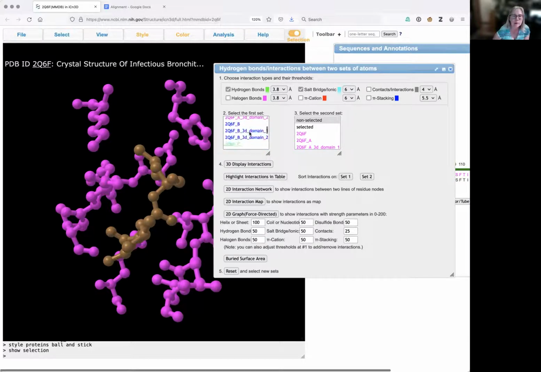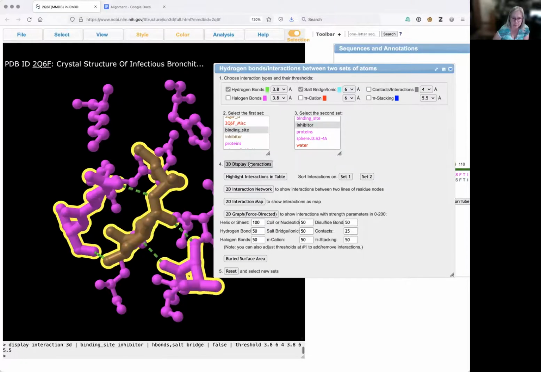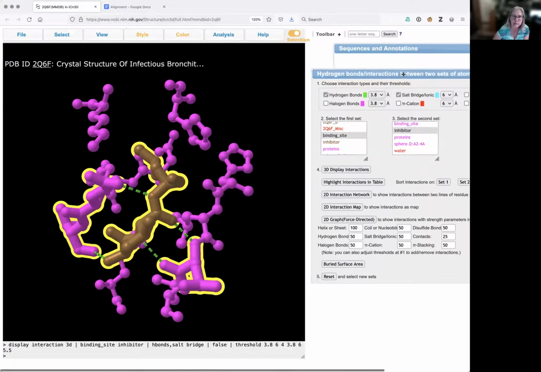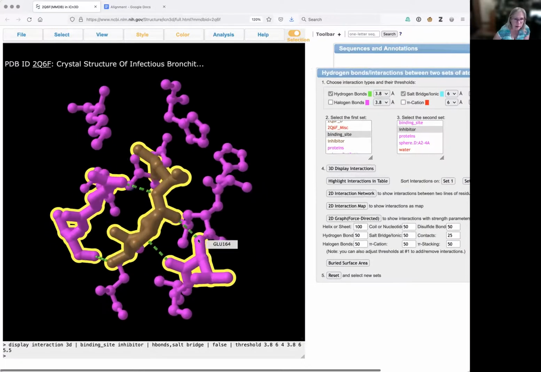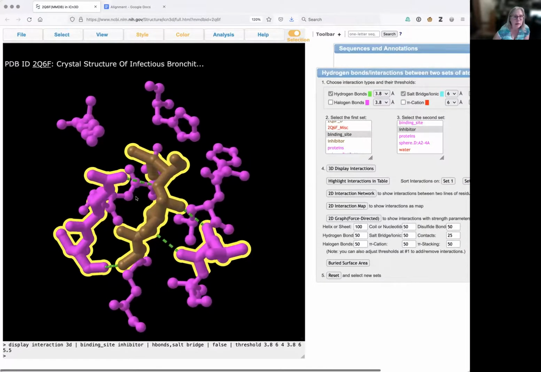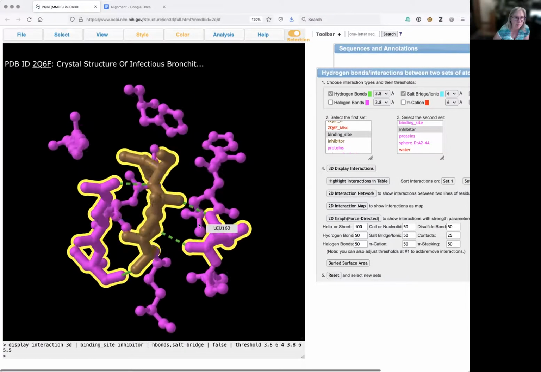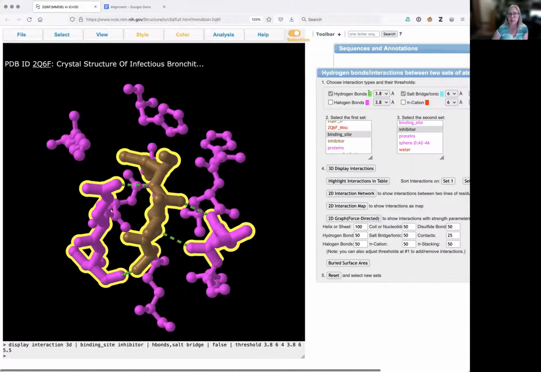And what I'm going to do is select the binding site and the inhibitor. And it doesn't really matter which order we do this in. And then I'll say 3D display interactions. Okay. And what this is showing me is that there are 4 hydrogen bonds between these molecules. And I can tell they're hydrogen bonds because they're a bright green color, and there's a bright green color here in the key.